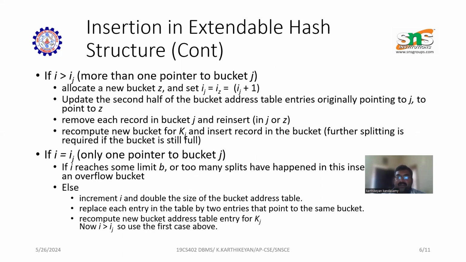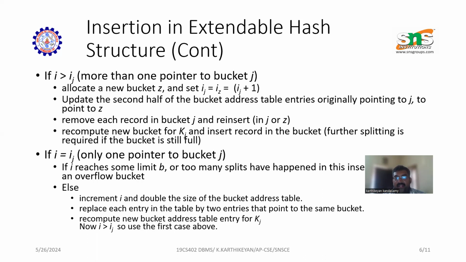If i is greater than ij, more than one pointer points to bucket j. Allocate a new bucket z and set ij and iz to ij plus 1. Update the second half of the bucket address table entries, originally pointing to j, to point to z. Remove each record in bucket j and reinsert into j or z. Recompute the new bucket for Kj and insert the record in the bucket, further splitting the bucket if it is still full. If i equal to ij, only one pointer points to bucket j.